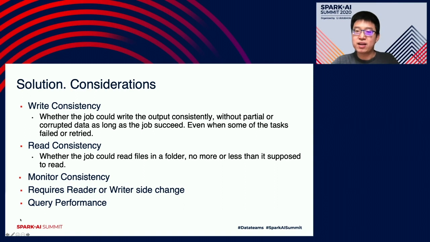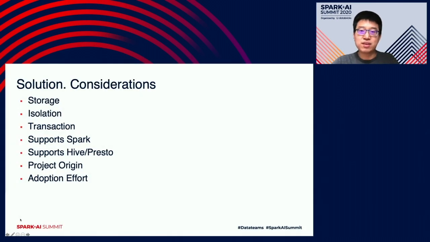When we were designing our solution to this problem, there was a lot to consider and balance. The two most important ones are write consistency and read consistency. Write consistency is whether the job could write output consistently without missed, duplicated, or corrupted files. Read consistency is whether the job could read files in a folder, no more or less than it's supposed to read. And the consideration list also continues. As you can see here, there's a lot to consider.